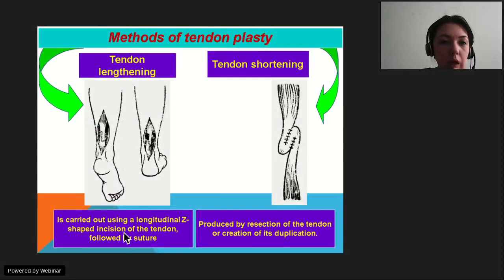Tendoplasty. Tendoplasty is used when we need to lengthen or to shorten the tendon. For tendon lengthening, we can perform a longitudinal Z-shaped incision of the tendon, and then we can expand the tendon a little bit and stitch its ends with each other. To perform tendon shortening, we can resect the tendon, just remove some part of it and stitch the ends, or we can create a duplication of the tendon, as we can see in this diagram.